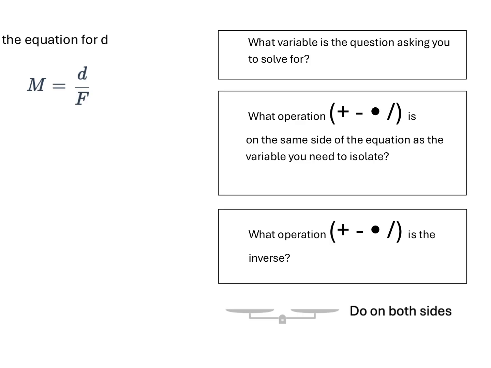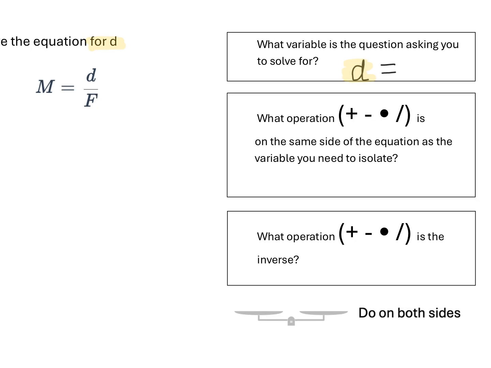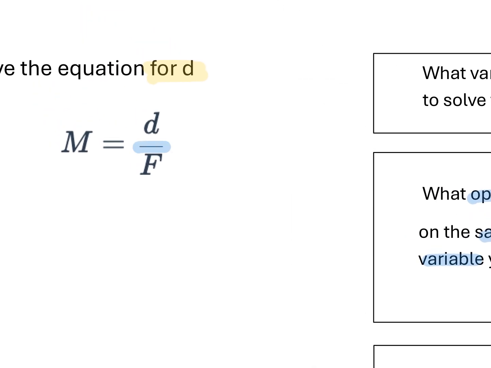Now I'm going to look at example 2. Example 2 says to solve for d. So that means when I have completed the problem, I should have d fully isolated all by itself on one side of the equal sign. Now I need to look and see what operation is on the same side of the equation as the variable. And if I look, I have this operation, which we know means division.